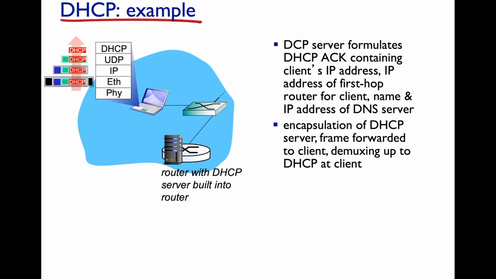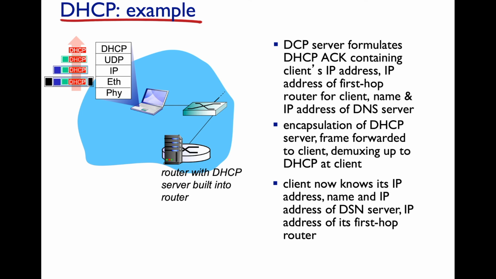It strips off the header information for the Ethernet frame link layer, for network layer, and then ultimately transport layer, making it up into the application layer to DHCP. And so the server formulates the acknowledgement, and it contains the client's IP address and the IP address of the first hop router, so the client knows where to go to send its datagrams. And it also provides the encapsulation of the DHCP server, and the frame is forwarded when it's sent across the network. All right, so the client then knows its IP address, its name, and it knows the IP address of the DNS server as well as the IP address of its first hop router.